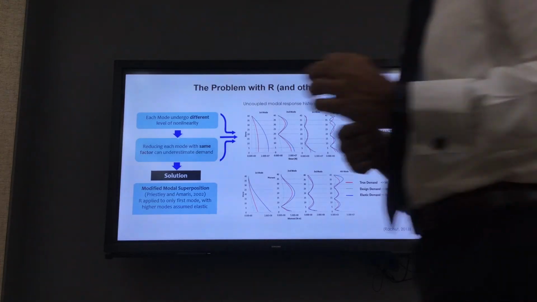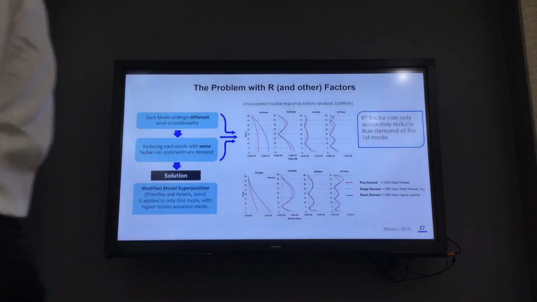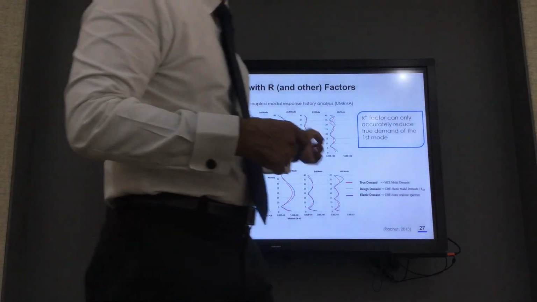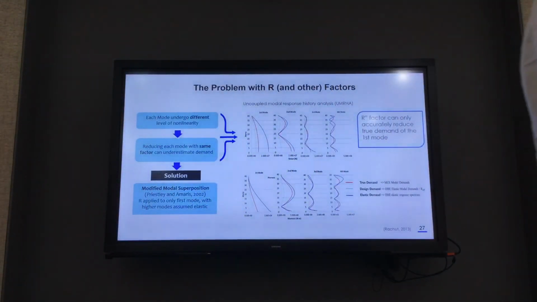That is true in a very limited way, because only some part of the structure will be affected by this one, not the entire structure, only shear. But you can reduce the demand in bending.